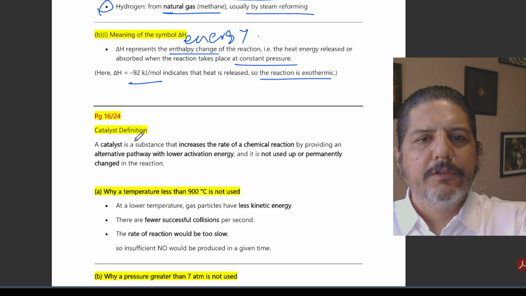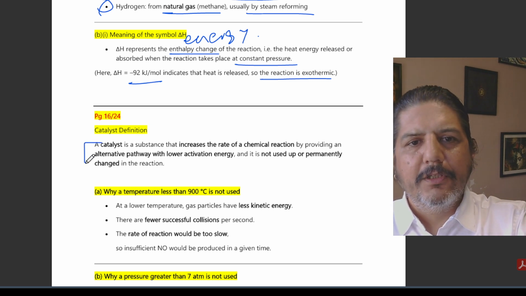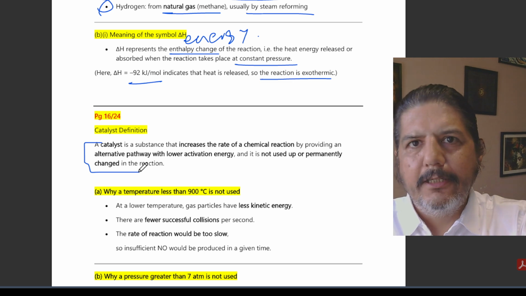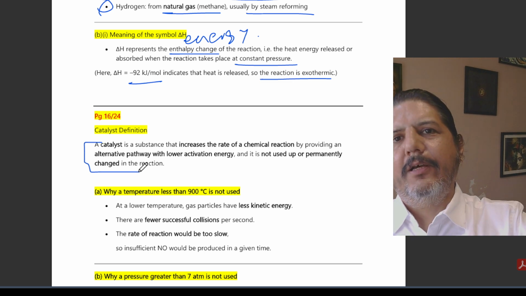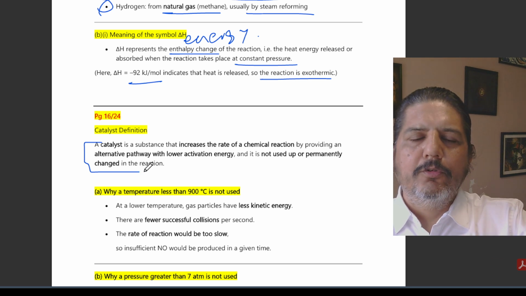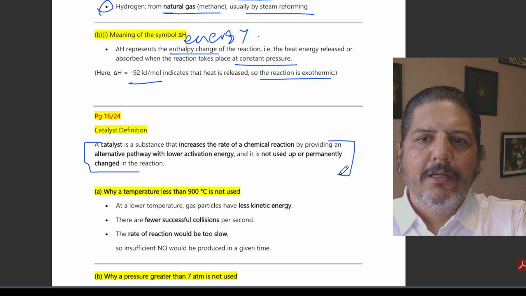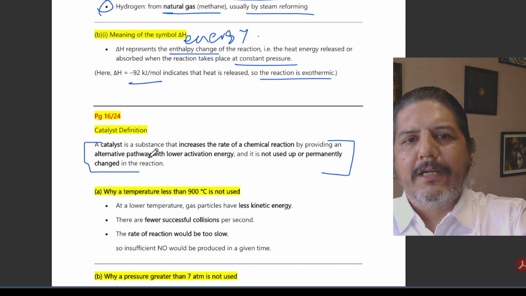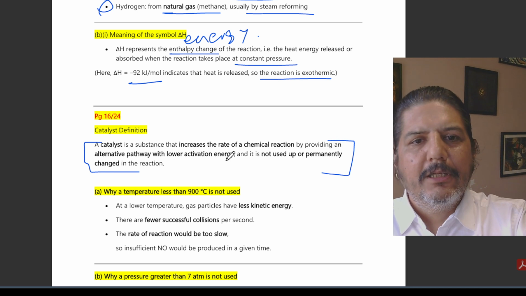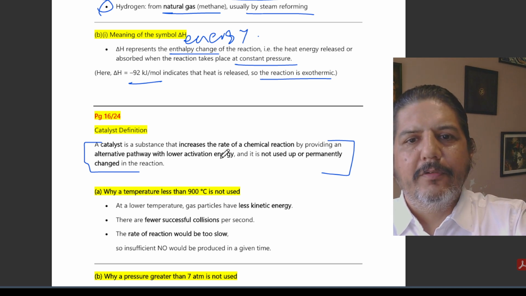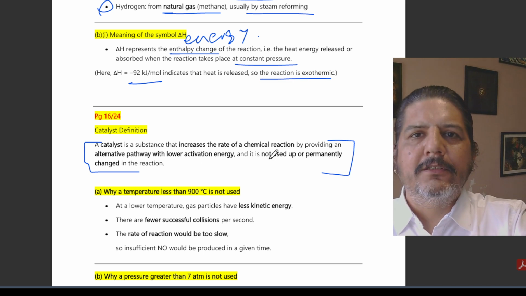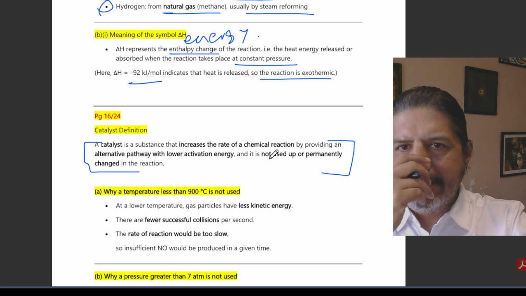Okay, here are the notes. A catalyst is a substance. This again you would have done in detail in chemical energetics, and that is why I was saying that these three chapters move together. So you should be very clear about the three chapters. A catalyst is a substance that increases the rate of chemical reaction by providing an alternative pathway with lower activation energy, and it is not used up or permanently changed in the reaction. So these are the properties of a catalyst.